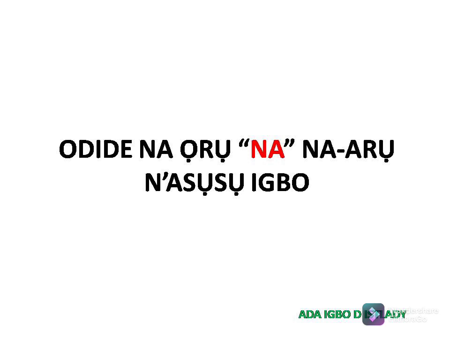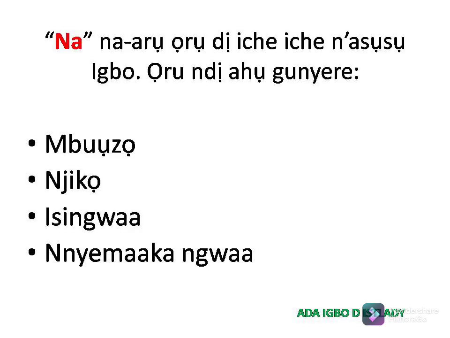Today we'll be looking at the function of na. Ọrụ na-arụ n'asụsụ Igbo. Over the time, I've realized that many don't still know how to write na because of the different functions of na in Igbo language. Because in Igbo language, na has different functions.